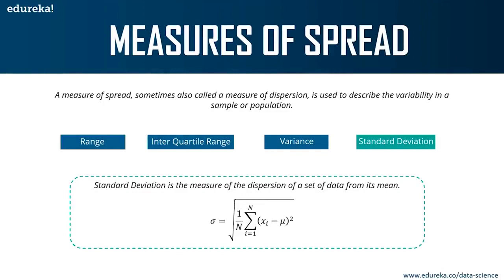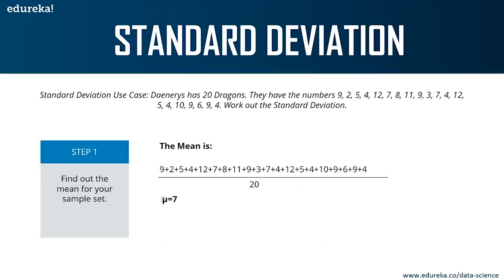Now, to better understand how the measures of spread are calculated, let's look at a small use case. Let's say Daenerys has 20 dragons. They have the numbers 9, 2, 5, 4 and so on, as shown on the screen. What you have to do is work out the standard deviation. In order to calculate the standard deviation, you need to know the mean, right? So first you're going to find out the mean of your sample set.